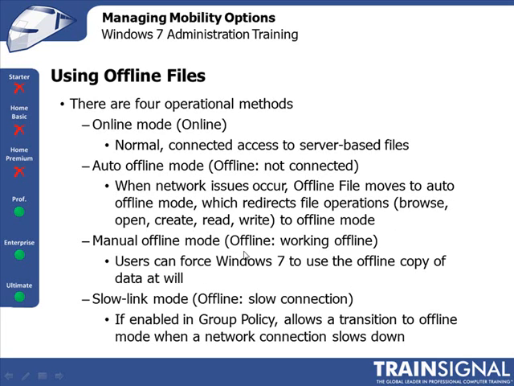Manual offline mode will be denoted as offline working offline. Users can actually force Windows 7 to use the offline copy of the data at will, and in this case, it'll be denoted as working offline.